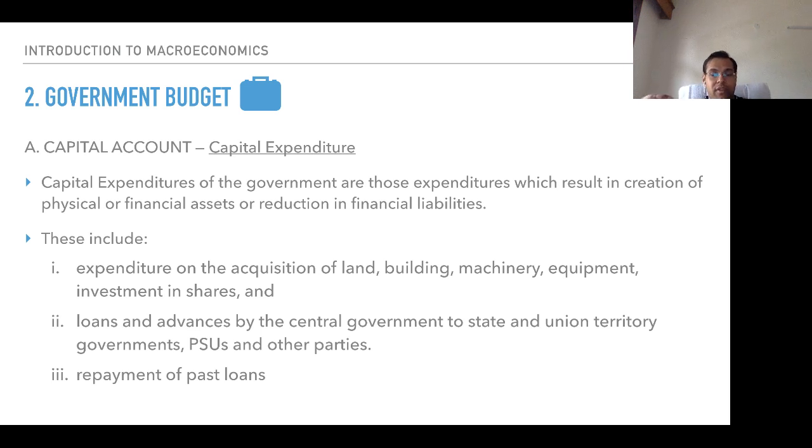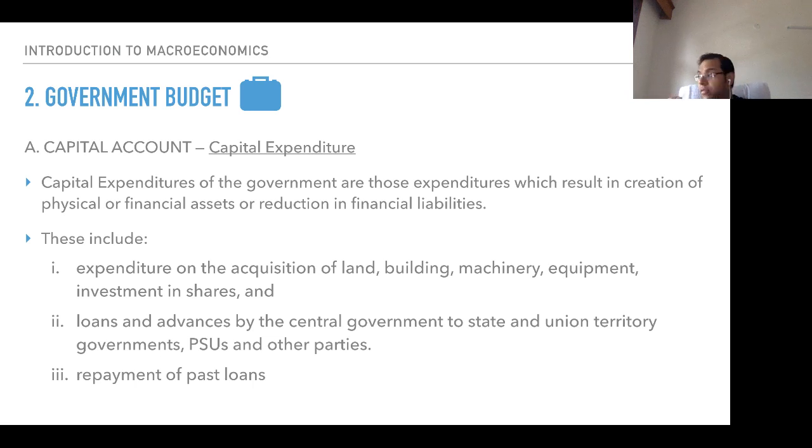Followed by that, loans and advances by the central government to state and union territory governments, PSUs and other parties. When you give loans, don't use the word grant, you'll get confused. But when you give out loans or advances, it creates an obligation on the other person.